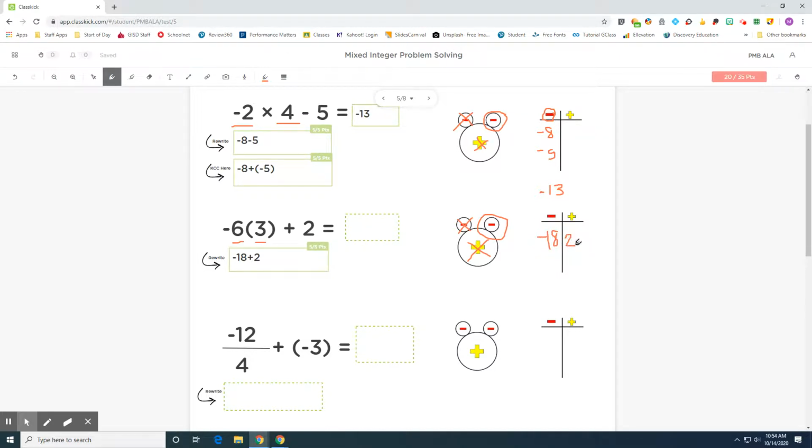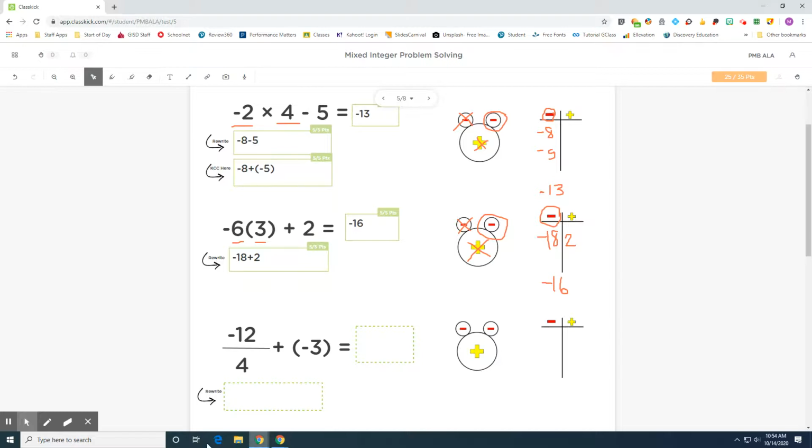+2. They're on different sides of the T-chart, so we're supposed to subtract. So 18 minus 2 is 16, and we're going to keep the sign of the number that's further from 0 on a number line. So between -18 and +2, -18 is further from 0, and so I'm going to keep that negative sign for my answer. So the answer is -16 on this one. And make sure you're copying down all this work, including writing on the MD circles and the T-chart, please.